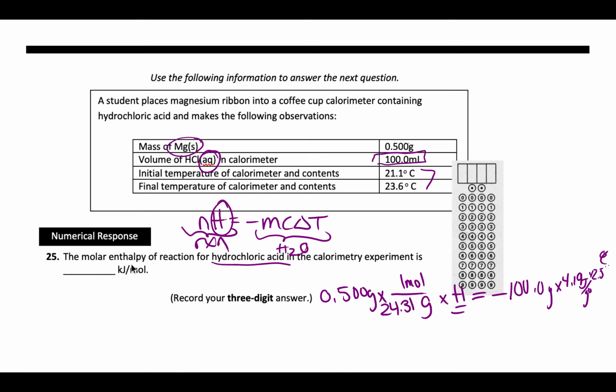We want to isolate H. When we're done, based on our units, everything will cancel except joules. So we'll get a big number in joules, get that big number in your calculator, divide it by 1,000, and you'll get 50.9 kilojoules per mole. So 50.9. And again, get in that habit of always filling in your boxes so that you don't forget.